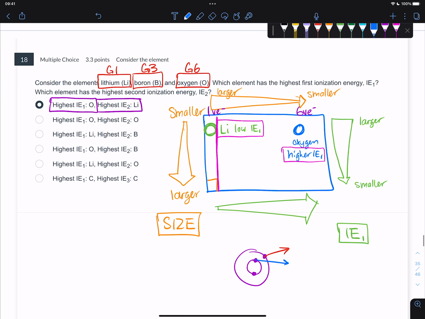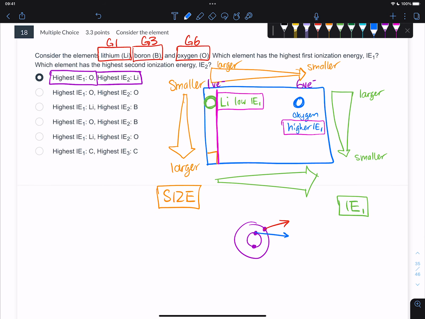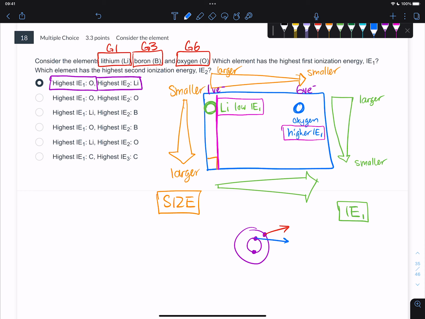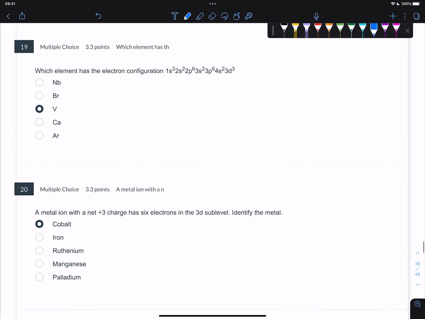So recognize, I guess that's a long way to say, recognize the trend between the energy levels. When you go into a deeper energy level that's closer to the nucleus, that's what I mean by deeper, that's where that big jump in ionization energies comes from. And then also recognize the size trend within a period. That helps you answer those questions.